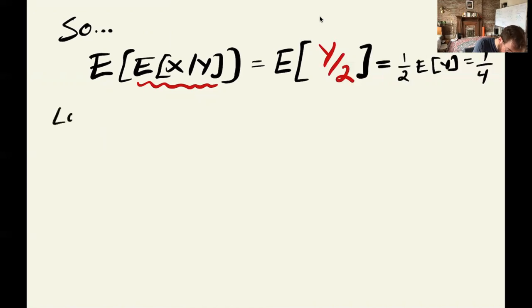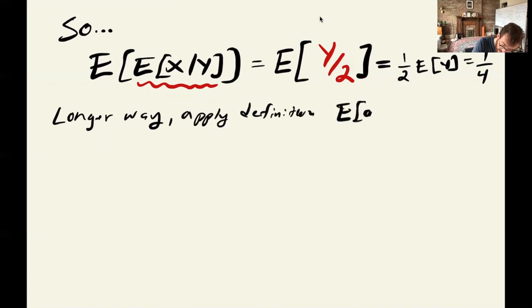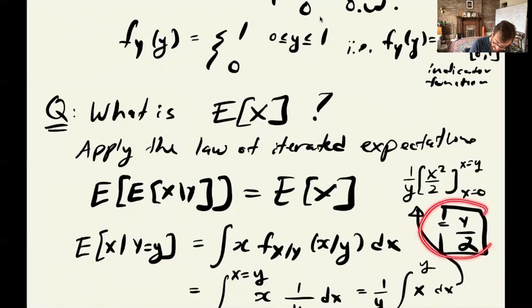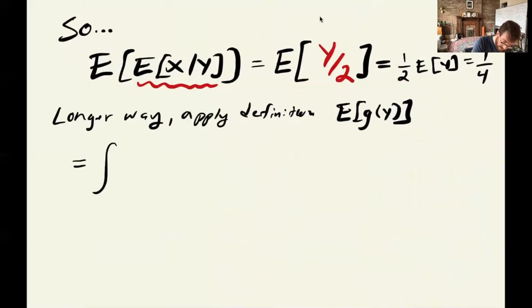So the longer way, applying the definition of the expectation of g of y, says that this has to be the same thing as the integral of what we found back over here, which is that the expectation of x given y equals little y is y over 2. So now this is y over 2, and I'm integrating it times the PDF, which in this case is just the indicator function on 0, 1, dy.